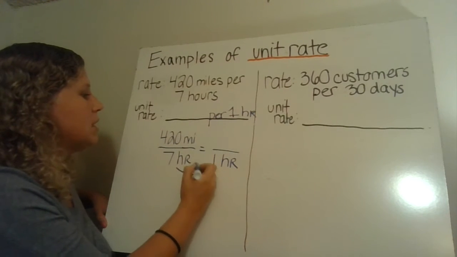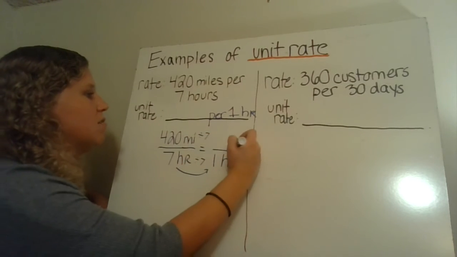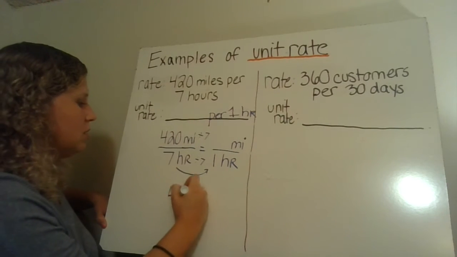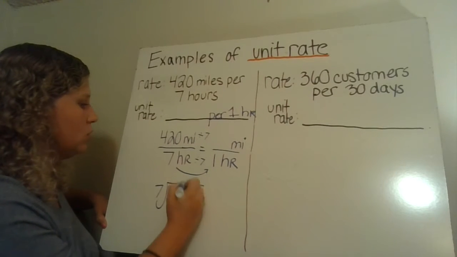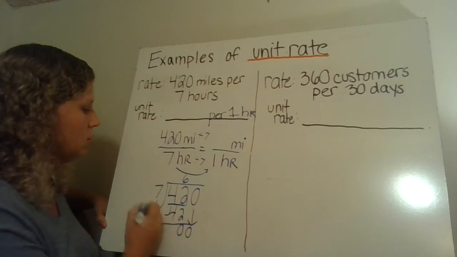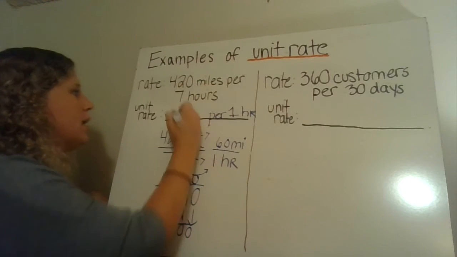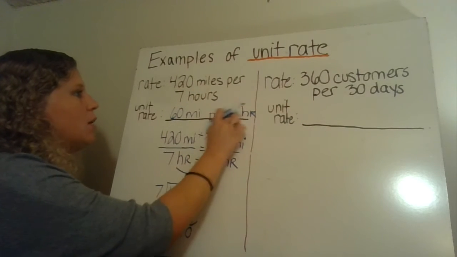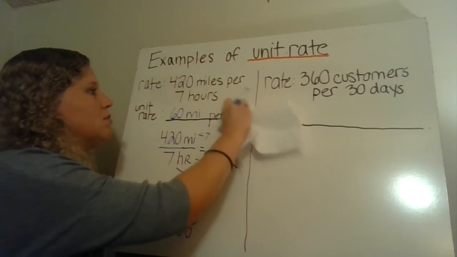Well, using multiplication or division, I can divide by 7. If I divide 420 by 7, I'll find out how many miles I can go in 1 hour. I'm going to do some division down here. 420 divided by 7. 7 does not go into 4, but it does go into 42 6 times. I subtract, I'm left with 0. Bring down a 0, and 7 goes into 0, 0 times. So 60 miles per hour would be our unit rate. And you don't have to say per 1 hour, you can just say per hour. I'm going to know that that means per 1 hour because that's the definition of unit rate.